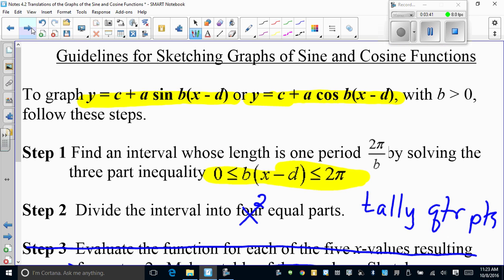Okay, now I kind of went crazy on these because I don't follow these steps. The graph y equals c plus a times sine of b times x minus d, or cosine. Follow these steps. Now, the computer program that we were using, they had c and d interchanged. They had c inside and they had d on the outside, if I remember right.